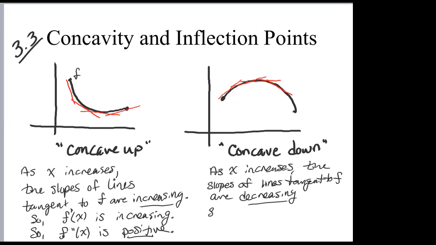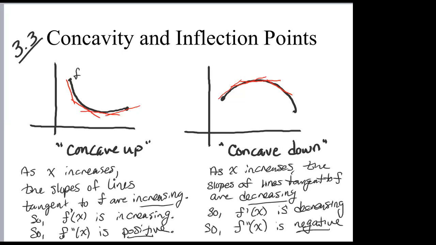So that means that the derivative f prime of x is decreasing as we move from left to right. Therefore, the second derivative, which is the derivative of the first derivative, is negative. So I use the first derivative to tell me whether a graph is increasing or decreasing. I use the second derivative to tell me about the shape of the graph. Is it concave up or is it concave down? Okay.